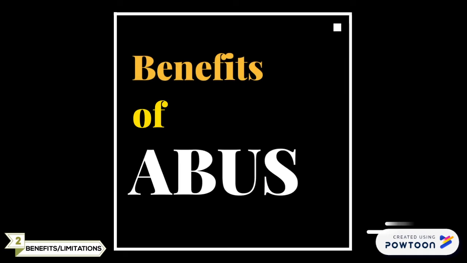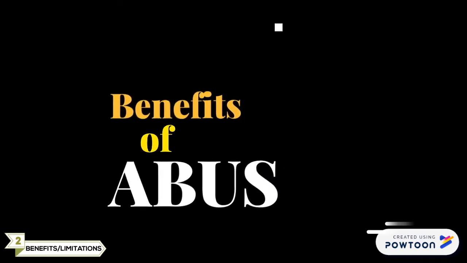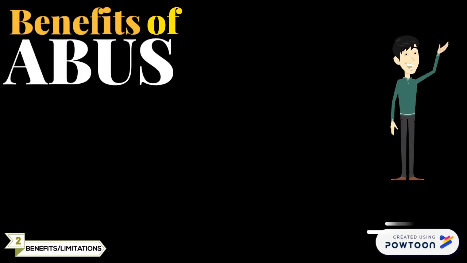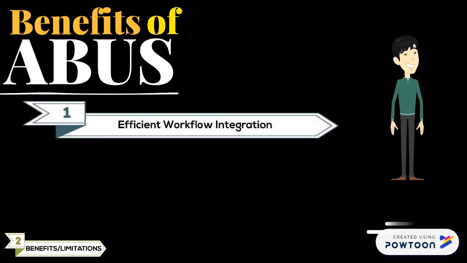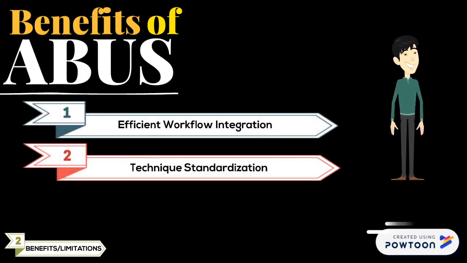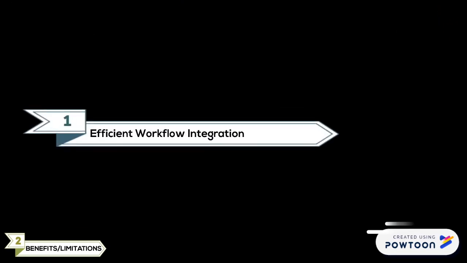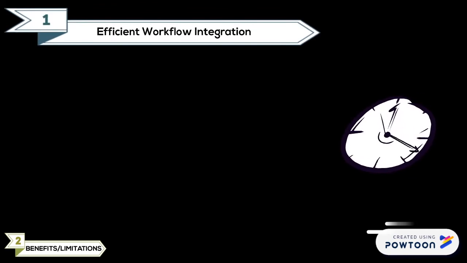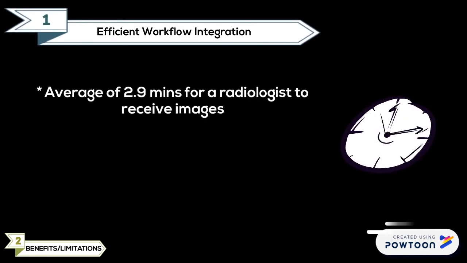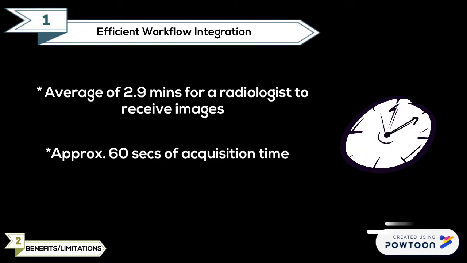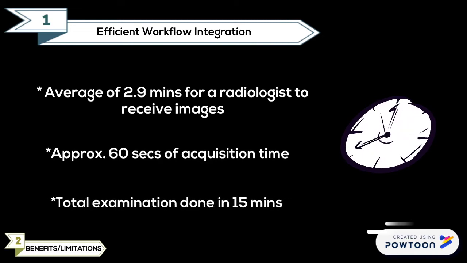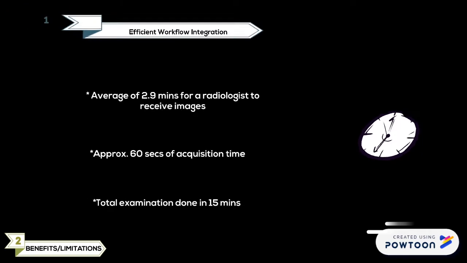Benefits of ABUS. Benefits of ABUS includes efficient workflow integration, providing technique standardization, and improvement in detection of breast cancer. For efficient workflow integration, it takes an average of 2.9 minutes for a radiologist to receive images. It takes approximately 60 seconds of acquisition time, and a total examination is done in 15 minutes.